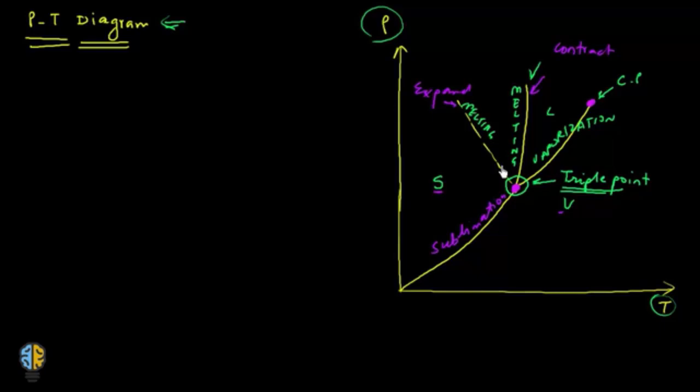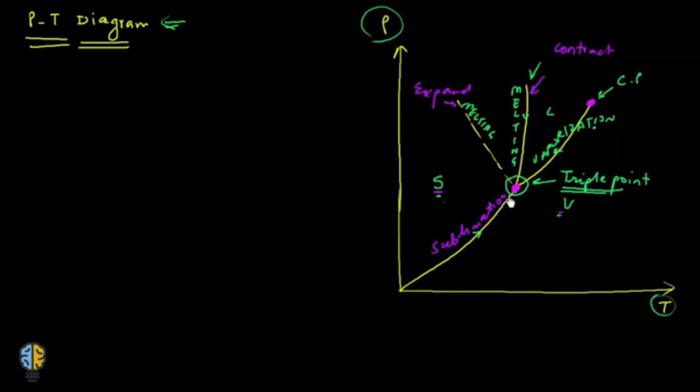Okay, so this is a very brief introduction to what a pressure temperature diagram is. Now if you look at the sublimation line, it separates the solid and the vapor regions. If you look at the vaporization line, it separates the liquid and the vapor regions, and the melting or the fusion line separates the solid and the liquid regions. So these three lines: this is the sublimation line, this is the melting line, and this is the vaporization line.